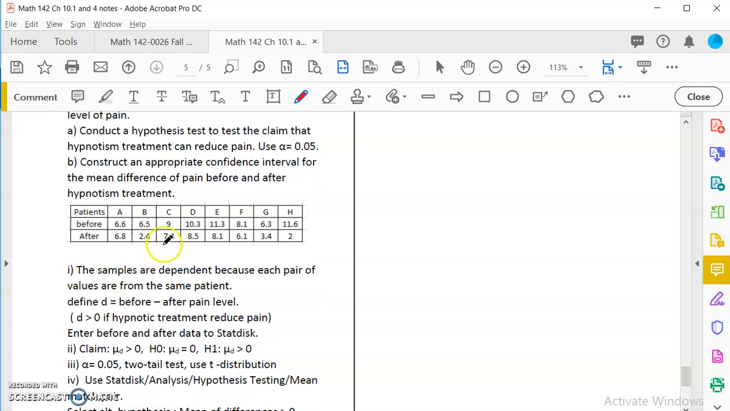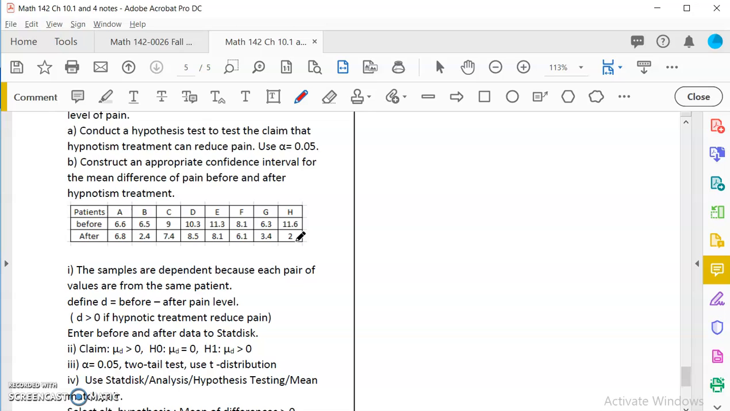First of all, we have to look at whether a sample is dependent or independent. This is obviously a dependent sample, because each pair is from the same patient. You can actually find out if the patient had reduced pain. The first one did not reduce. The second one reduced a lot, right? The last one, you can see that initially the pain level is 11.6, now it reduced to 2.